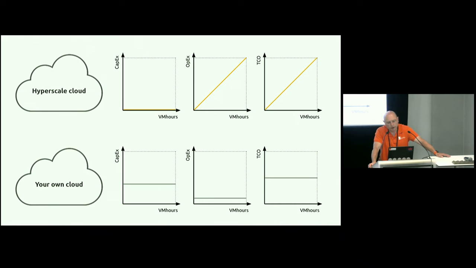Now, I challenged this graph when the product manager sent it to me, and I said, well, if you need more capacity, you need more hardware, so your cost is going up as well. And he said, yes, of course. But what we're trying to explain here is that should you have defined the cost at the beginning for a set amount of hardware, the cost will stay flat for the rest of the project.